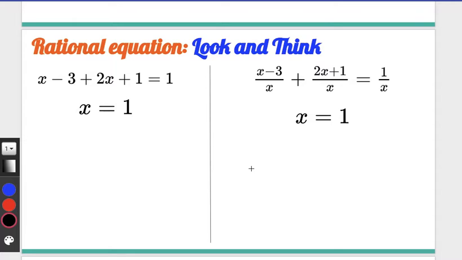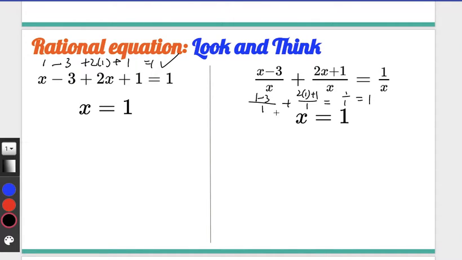To see that this is actually a solution, I can quickly plug in the number. 1 minus 3 plus 2 times 1 plus 1. 1 minus 3 is negative 2. Negative 2 plus 2 times 1, which is 2. Negative 2 plus 2 is 0. 0 plus 1 is of course 1. Equal to 1. Check. Same thing here. If I plug into this, it's going to be 1 minus 3 over 1 plus 2 times 1 plus 1 over 1 equals 1 over 1, which is still equal to 1.